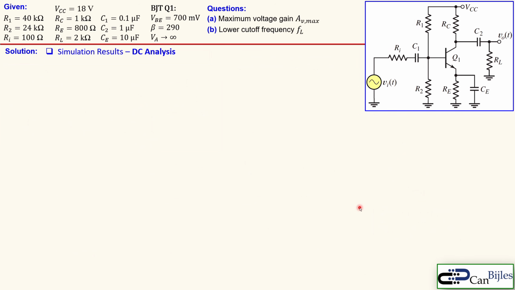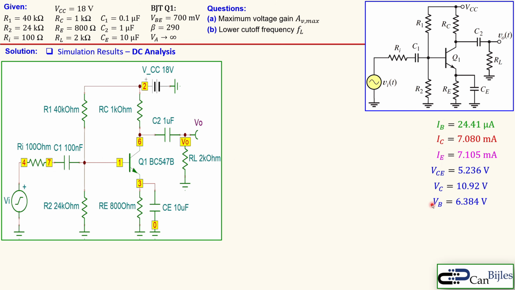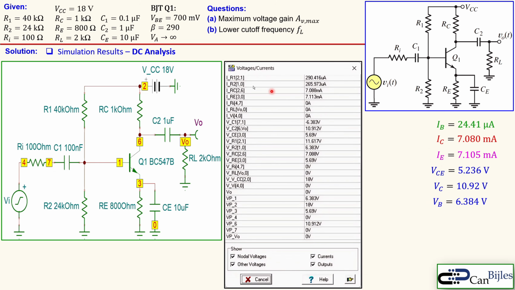Alright, let's now look at our simulation results. First we start with the DC analysis. This is the circuit and you see the nodes here, and this is the result we have found from the DC analysis. And this is the table where you see the detailed information for this circuit. You see here the IRC, which is the current flowing in this branch, which is here 7.088 milliamps, which is really close to what we have, so this is very nice. We also see here the current through the resistor RE, which is here 7.113 milliamps, which is also very close to what we have here.